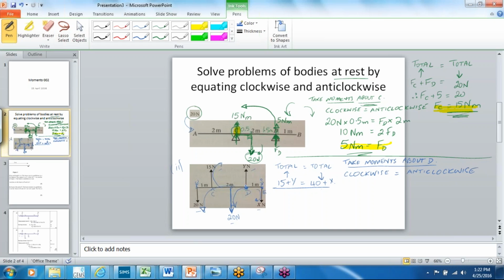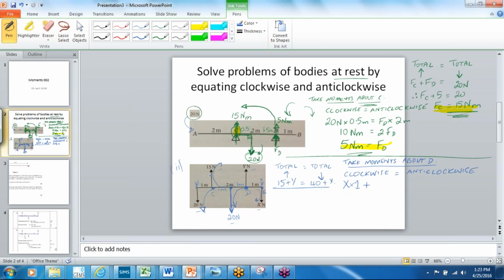Taking moments about D, so the distance from D. Now, if that's halfway, so if that's 1, and it's 1, 2, and 1, it's a 4 metre length, this must be 1 metre from here to here. And then that's going to be 1 metre from here to here, 1 metre. Let's do the clockwise, this one first. That's X times 1. Newton meters.